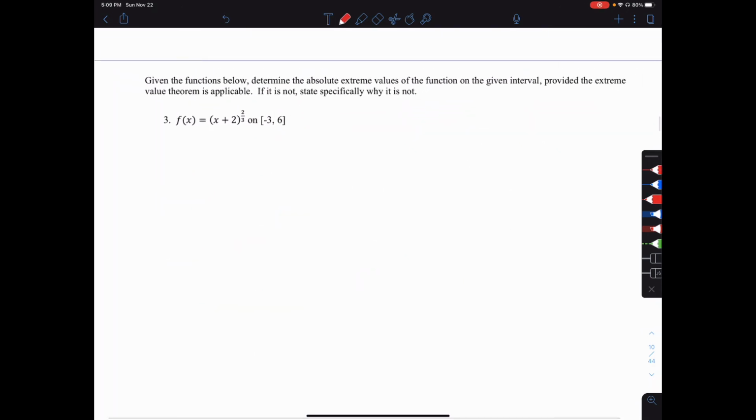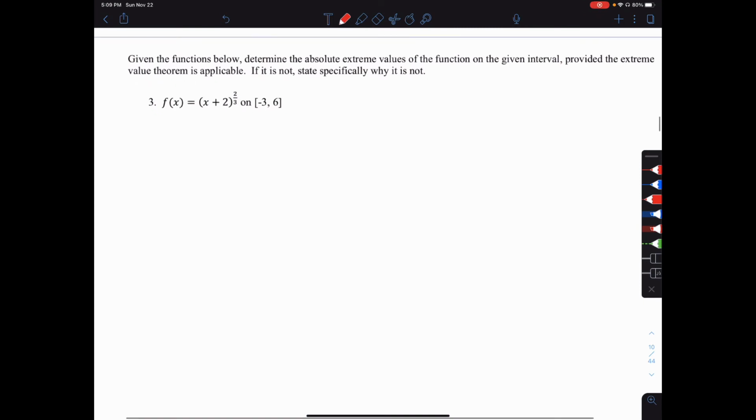First of all, does the extreme value theorem apply? This is a radical, but it's an odd root. It's a cubed root. There's no restrictions on the domain of a cubed root. So it's continuous on its domain. It's a closed interval, so this applies.